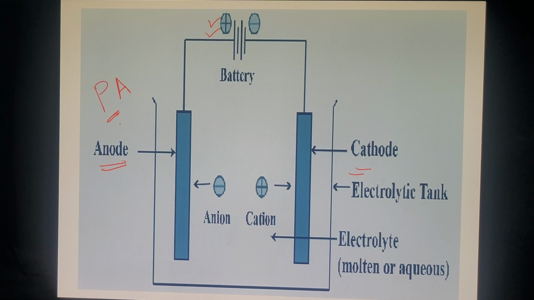And the one that is connected to the negative terminal of the battery will be called the cathode. So the moment I start passing electric current through any substance, through any electrolyte, again my electrolyte should be in the molten state or in the aqueous state, it will result in the formation of ions. Am I clear?